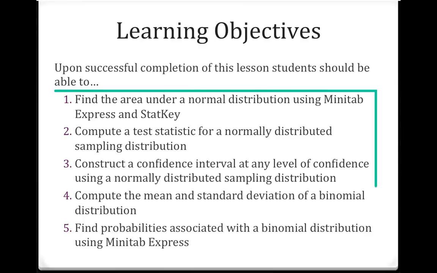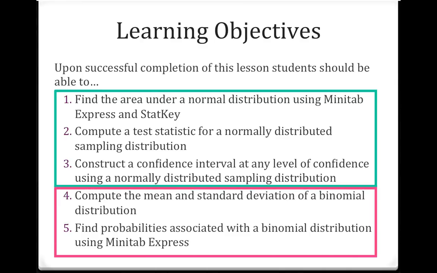Again, the first 3 learning objectives that we looked at were related to the normal distribution. This is covered in section P.5 of the Lock 5 textbook. It's also reviewed and covered in section 5.1 of the Lock 5 textbook. And the last two learning objectives are related to the binomial distribution, which you'll see again in the next two lessons, and this is covered in P.4 of the Lock 5 textbook.